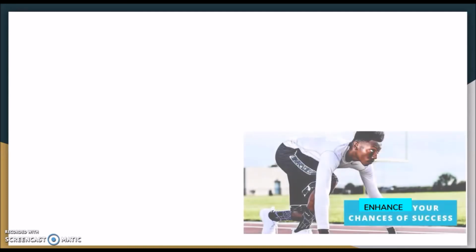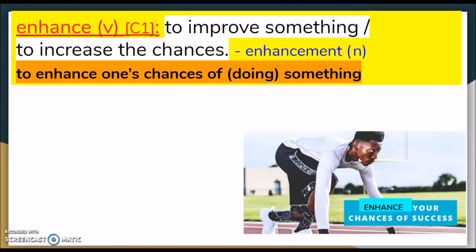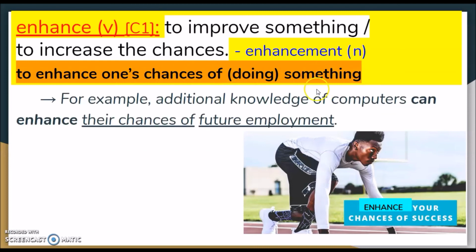And the last word is enhance. Enhance your chances of success by studying, right? And enhance means to improve something or to increase the chances. I mean, in the text it specifically says to enhance one's chances of doing something. Enhancement is the noun form. So in the text it says, additional knowledge of computers can enhance their chances of future employment. So their chances, we don't know who they are, but the knowledge of computers will increase their chances of future employment. Okay, so it's like increase the chances.